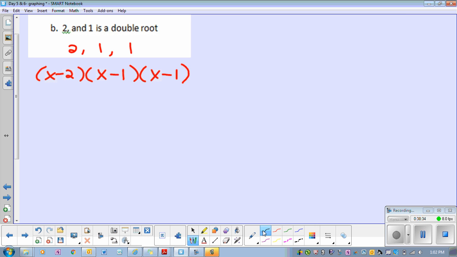So let's double distribute. With these, it doesn't really matter which order you choose, but I'm going to go with the ones first. I don't know, just because. I'm going to do x times, x minus 1 times x minus 1. It's hard to write this way.